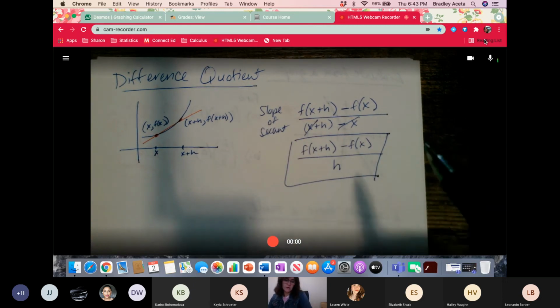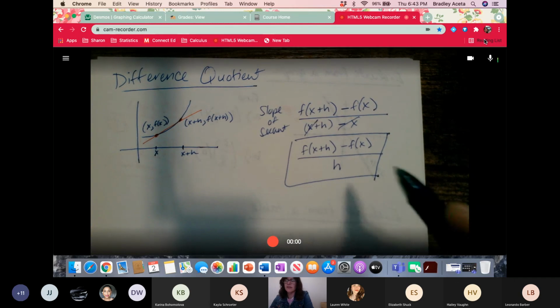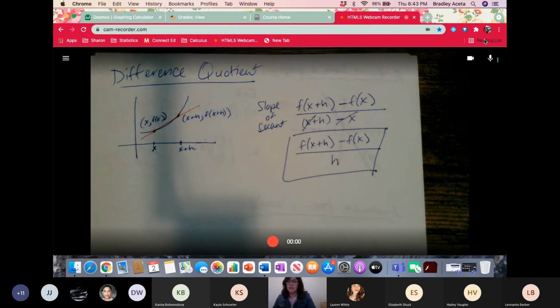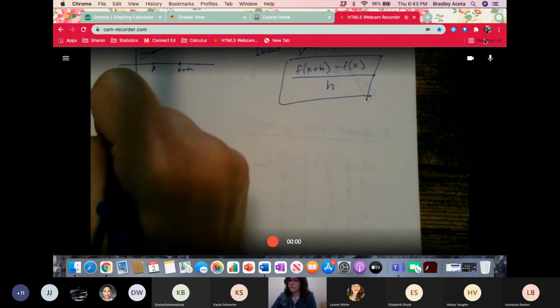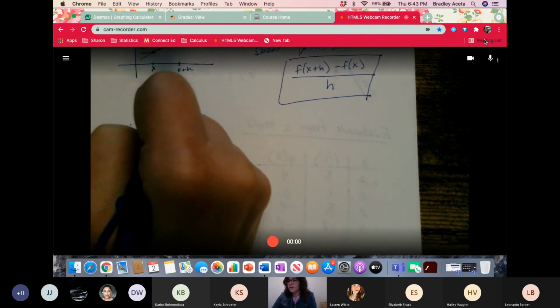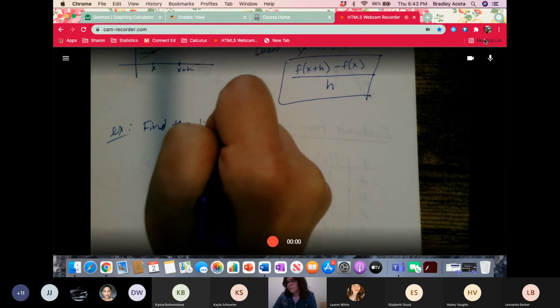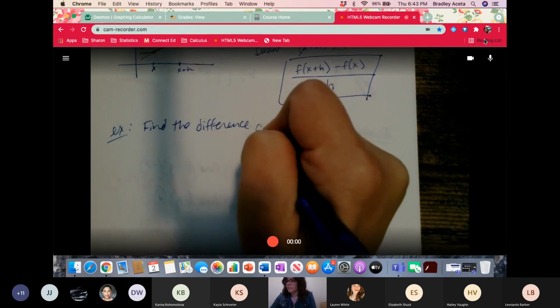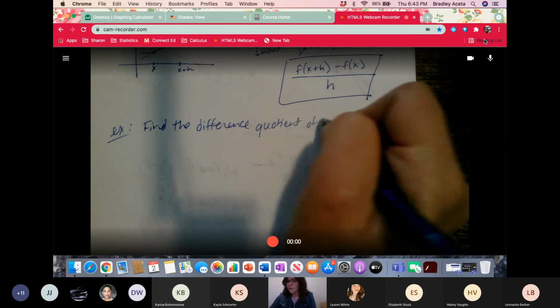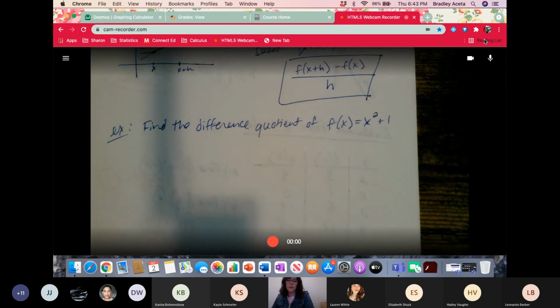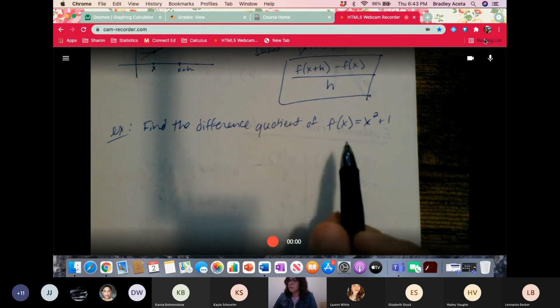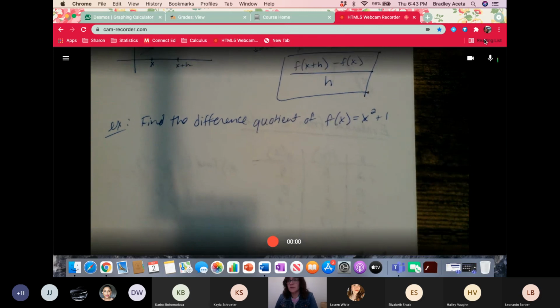Very, very important. And we're going to spend 2 examples doing this. And these examples, like I said, are very algebra-esque. So you're going to be asked to find the difference quotient of f of X equals X squared plus 1. Okay? And I'm going to try to break this down for you because this gets really difficult even with my calculus students. They still struggle on this.